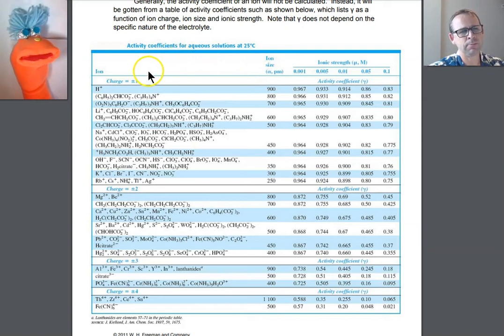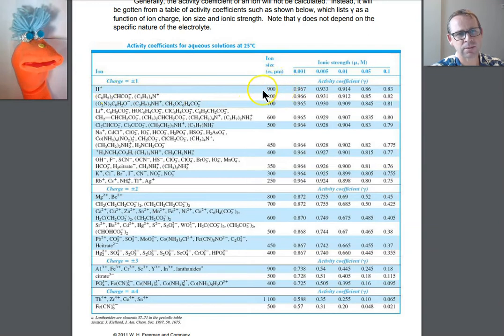Okay, so for example, if we look at the hydrogen ion, this is its ionic radius, or ionic diameter. And you can see how, as these are all our positive ones, as you change the diameter, getting smaller, then your activity becomes a larger number, especially if you move to a higher ionic strength. So we go from 0.86 down to 0.8, to a smaller number.